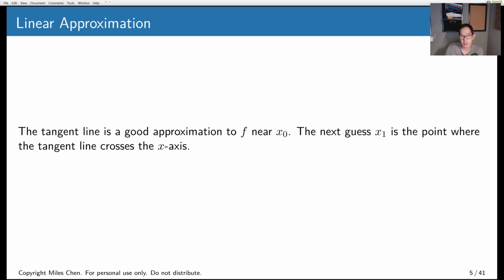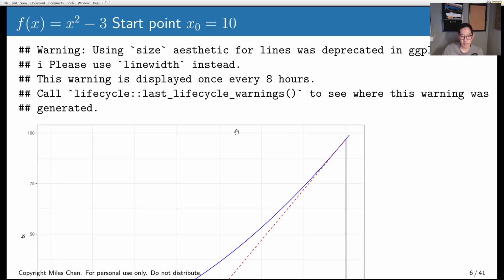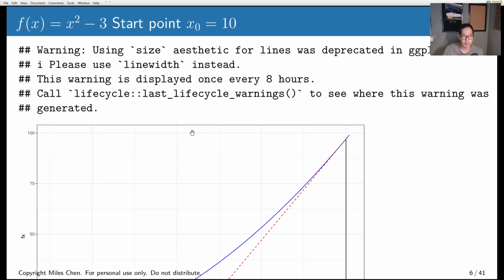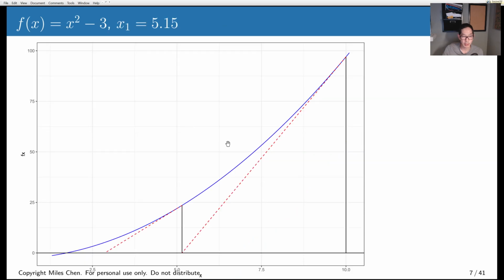Then our next guess in this iterative algorithm is going to be the point where the tangent line crosses the x-axis. This illustration got a little bit cut off because of some deprecated warnings, but basically, here's the function. The function is x squared minus 3, okay? I have the vertical axis scaled way different. Here my initial starting point is at 10. So I have x squared minus 3, and it goes all the way up. At 10, it has a value of 97.